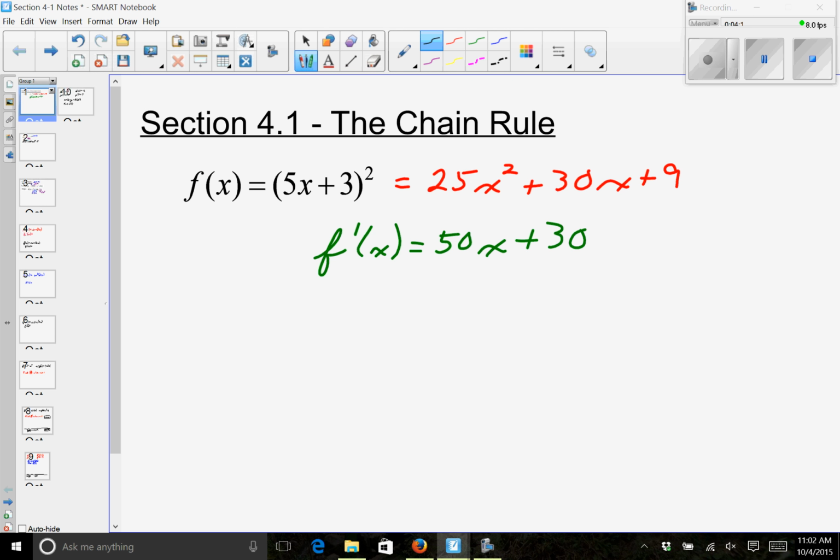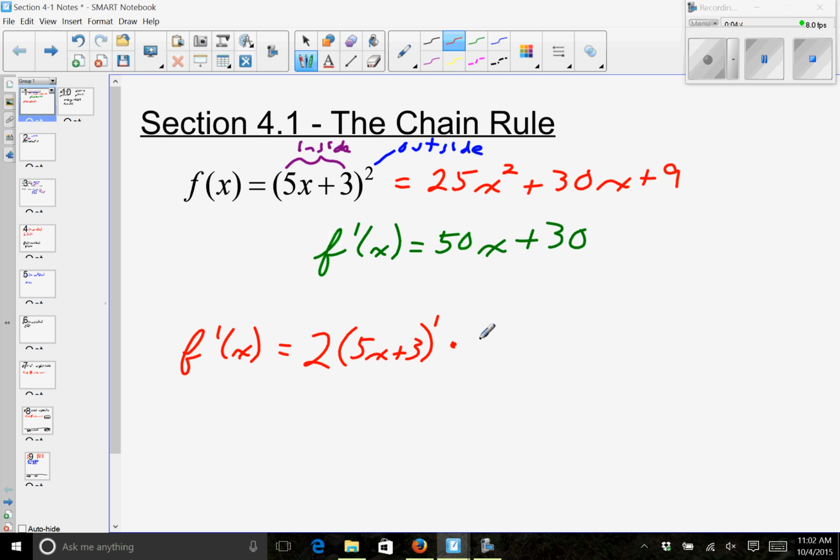And this even works on the example we started with. I would consider the 5x plus 3 to be the inside and the second power to be outside. So I could say that f prime of x is derivative of the outside, which is the second power, so I do the power rule, not changing the 5x plus 3 yet because that's on the inside, to the first power, times derivative of the inside, and derivative of 5x plus 3 is 5. And if I simplify this, this actually does give me the 50x plus 30.